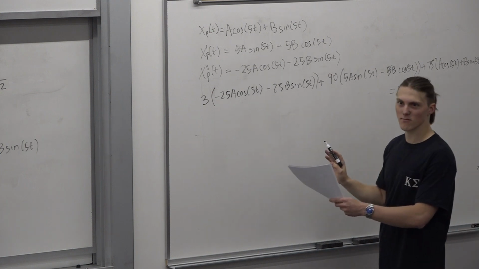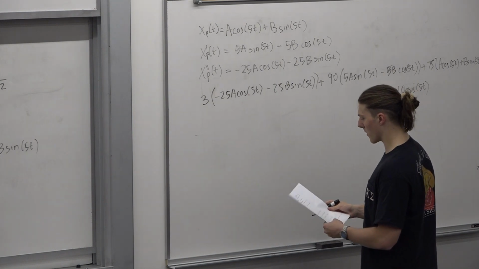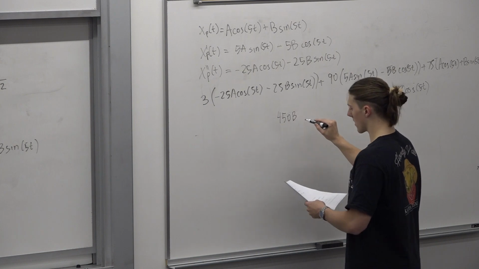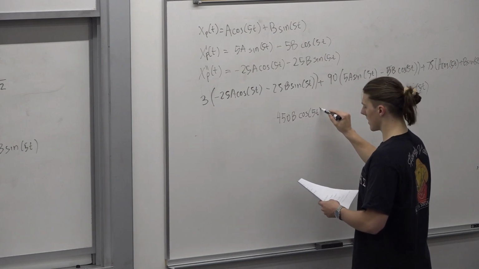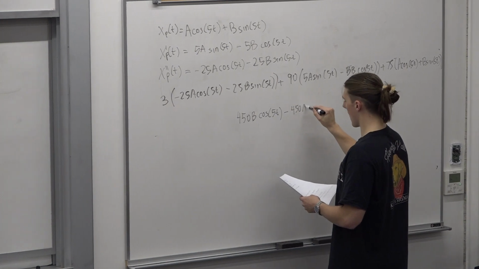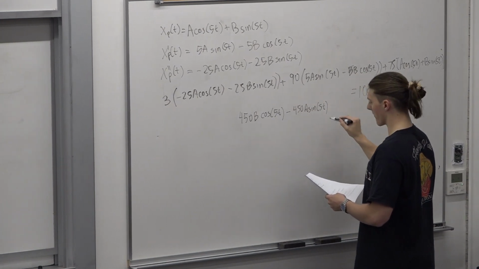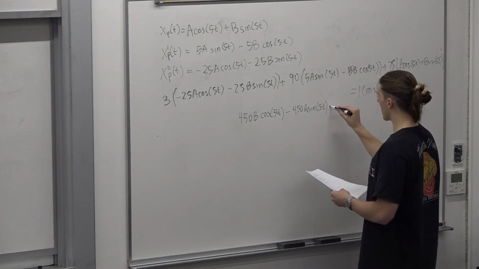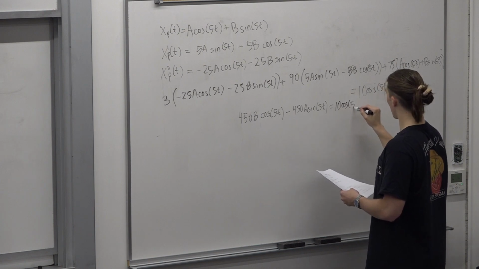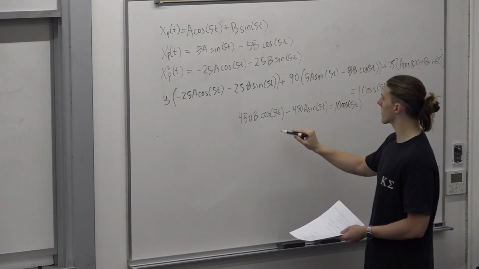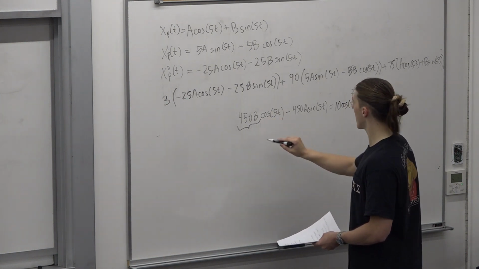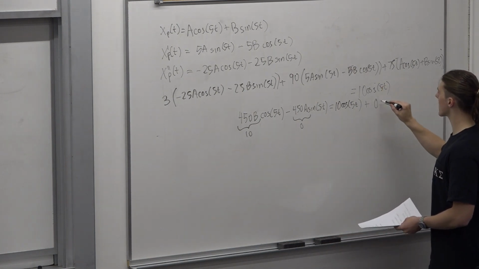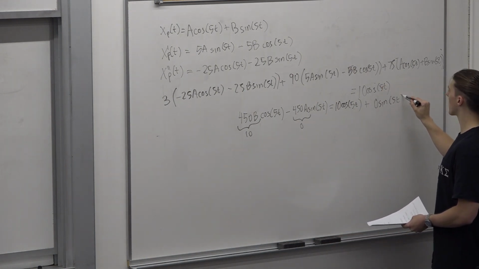I'm not going to do the math on that, but it does work out to 450b cosine 5t minus 450a sine 5t. And so what we know is that this has to equal our 10 cosine 5t. Like in that previous example, the cosine coefficient has to be equal to 10, and the sine coefficient has to be equal to 0 because there is no sine component here.